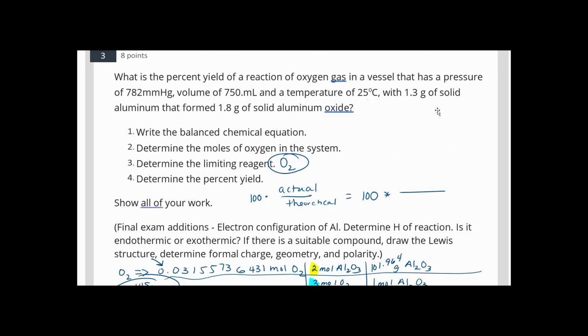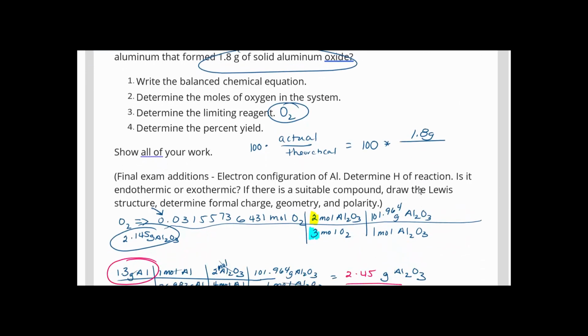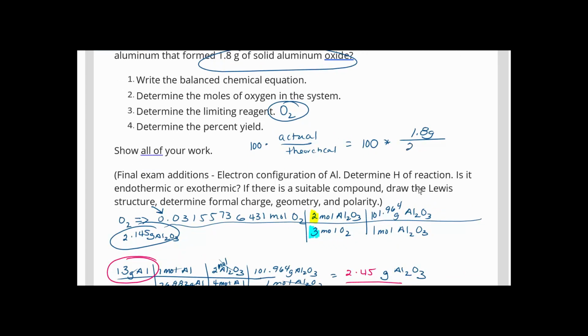So my actual yield was 1.8 grams of aluminum oxide. That's given right here. My theoretical yield is 2.1 grams. So this percent yield is going to be 100 times 1.8 divided by 2.1, and I get 85.7%. That would be the answer to number 4.